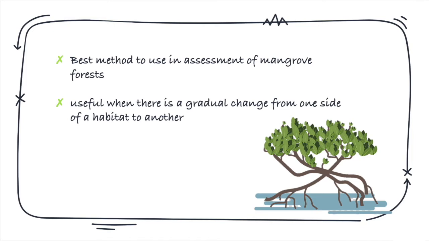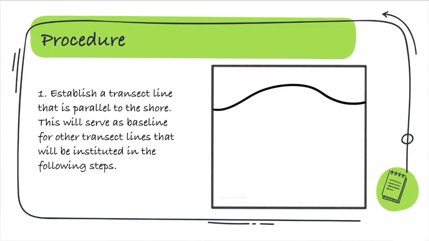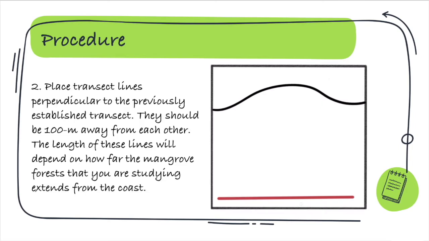So how do we perform the belt transect method? First, establish a transect line that is parallel to the shore. This will serve as a baseline for the other transect lines that will be instituted in the following steps. Second, place transect lines perpendicular to the previously established transect. They should be 100 meters away from each other.